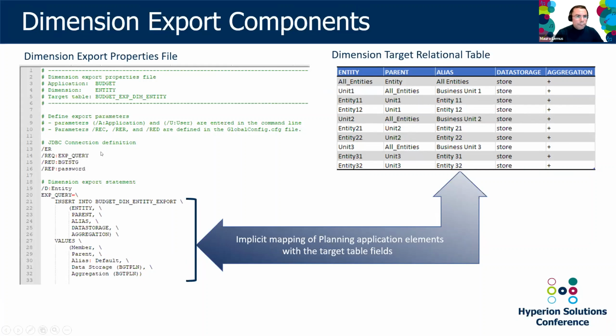Then we have the mapping file, which has the JDBC parameters to connect to the target. And here, as we can see, there is a simple SQL query. The first parameter indicates which dimension we want to export. And then with a single query, we are able to retrieve the data from the planning side and map that and insert it into each of the fields of the target table we defined.